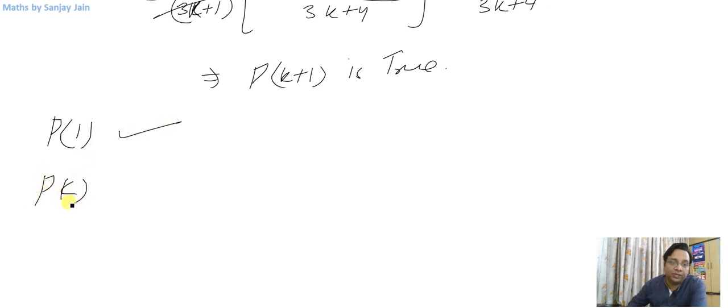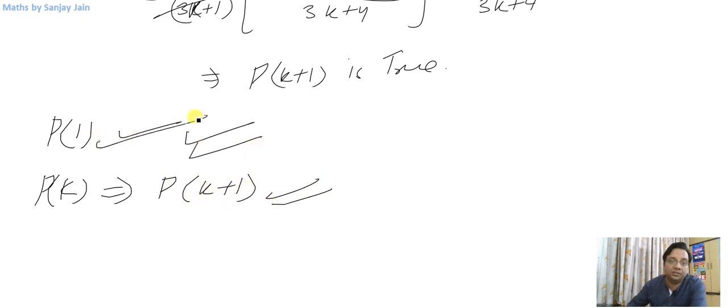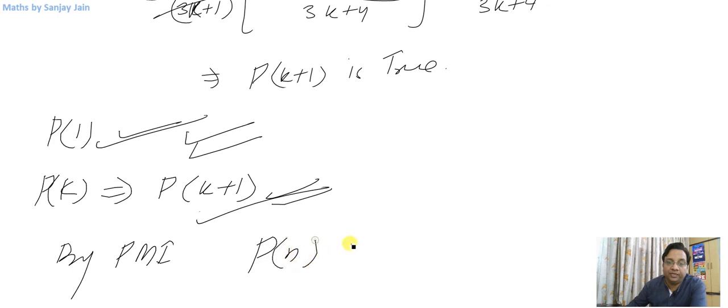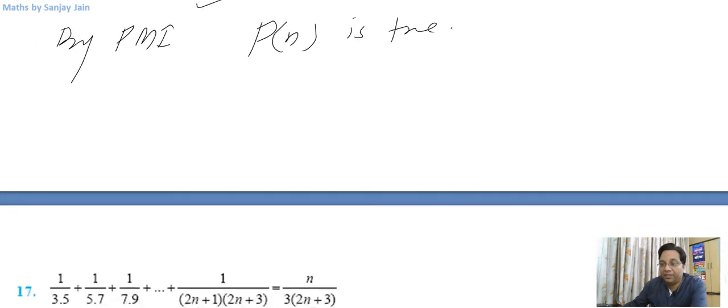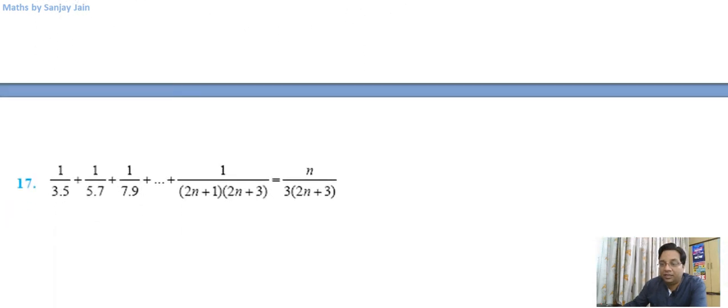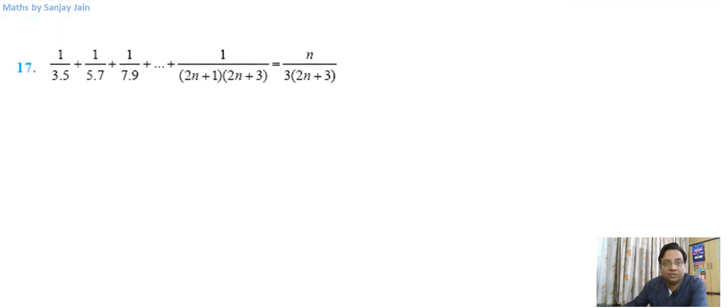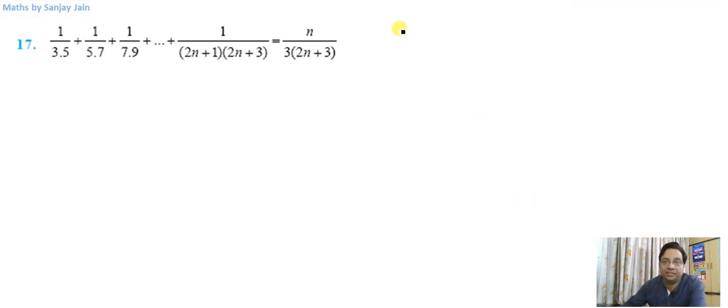Truth of P(k) implies the truth of P(k+1), and these are only the two steps. This is the base step, this is the inductive step. So we can say by the principle of mathematical induction, P(n) is true. And you need to write the complete statement. You cannot write like me. I am taking the luxury because I have done so many questions here. In each and every question I will not be writing the same thing. So let it be P(n).